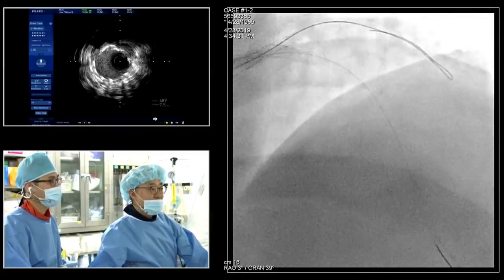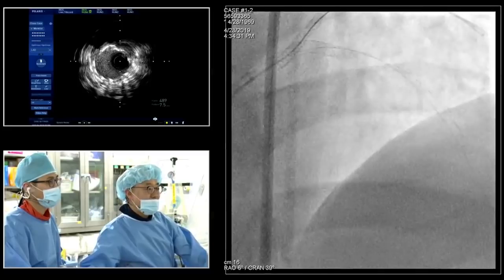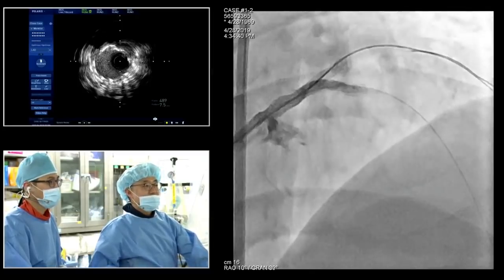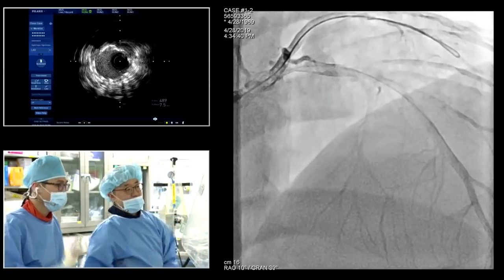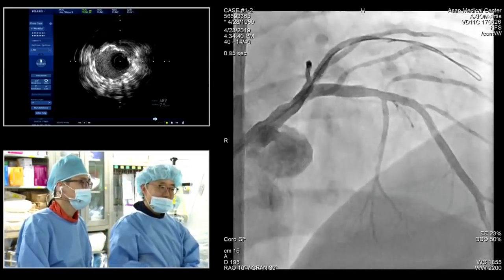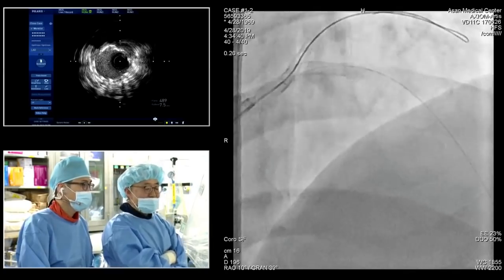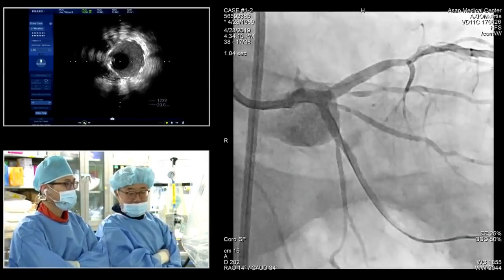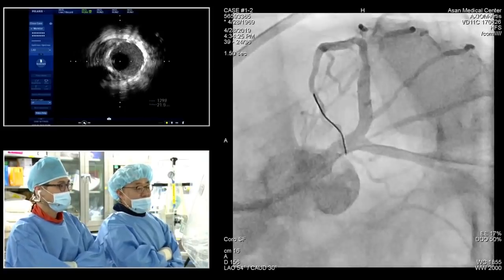I think the final result is perfect, but personally, I still recommend using a large non-compliant balloon, because the previous stent in the left main, three layers of stent, were not completely crushed. Great. Okay, all right.